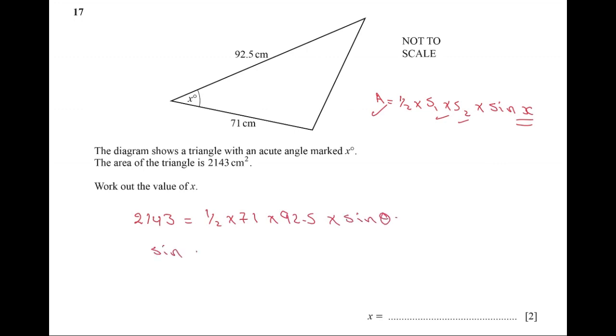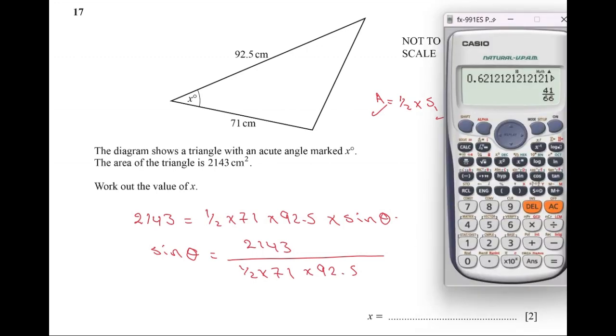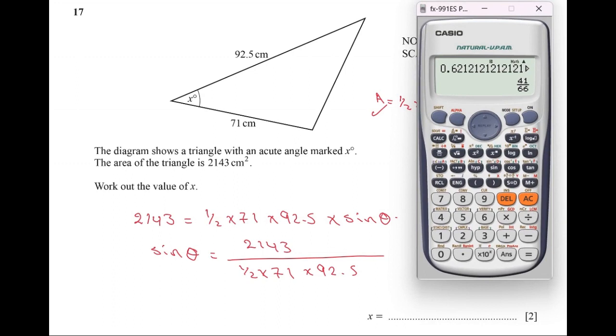Then sine theta equals 2143 divided by half times 71 times 92.5. Okay, let's use the calculator to find the answer. 2143 over half times 71 times 92.5 equals. Now we get this answer.